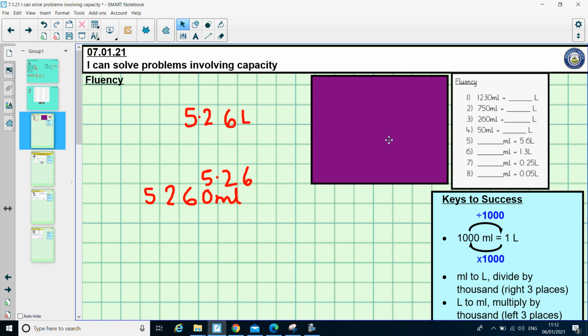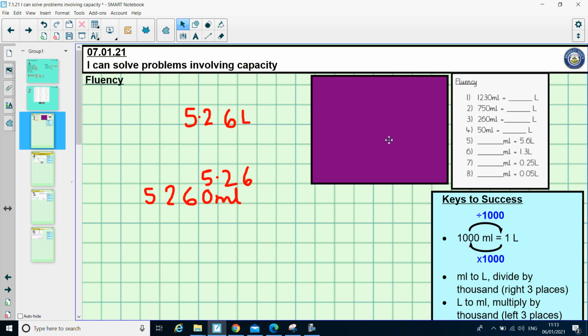Alright, the answers to the fluency questions then. Question 1, 1,230 millilitres is 1.23 litres. Number 2, 750 millilitres is 0.75 litres. Number 3, 260 millilitres is 0.26 litres. Number 4, 50 millilitres is 0.05 litres.